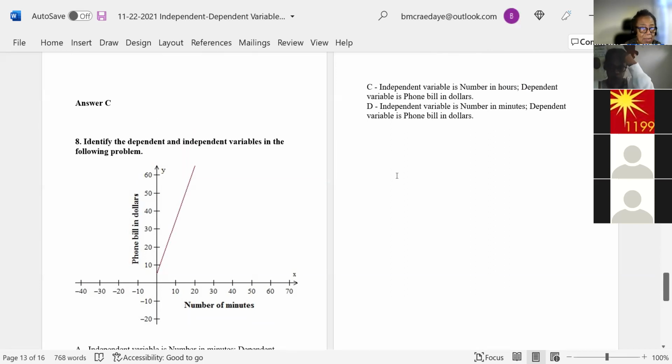Number 8. So 8D says independent variable is number in minutes, dependent variable is phone bill in dollars. That would be your answer, which is D. It would be D because your independent variable on your graph is number of minutes on your X line, and on your Y line is your phone bill in dollars. So for number 8, the answer would be D.